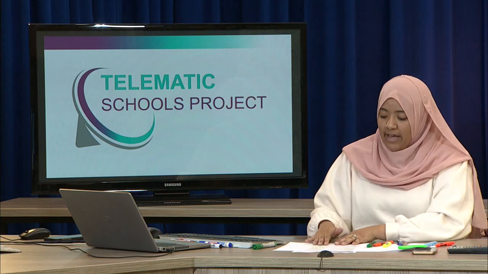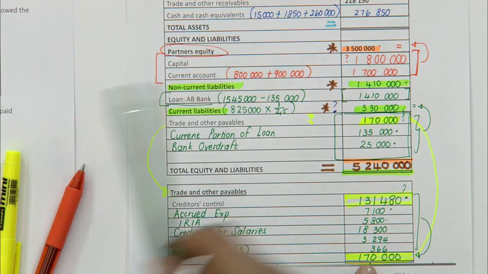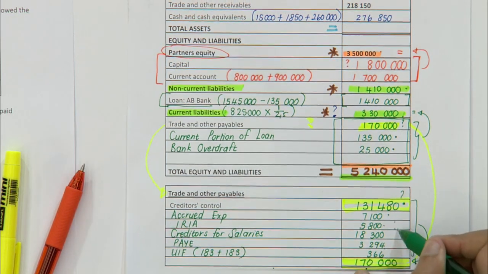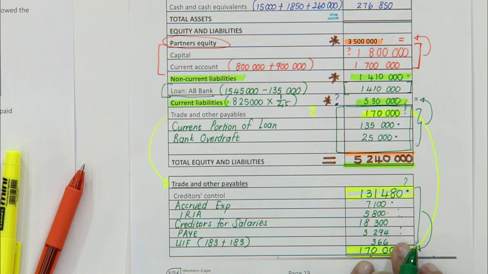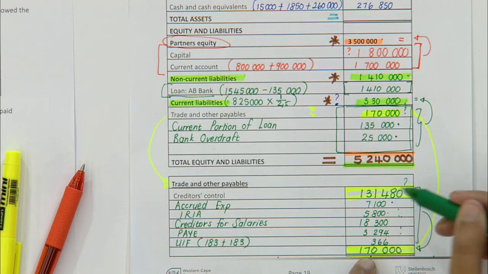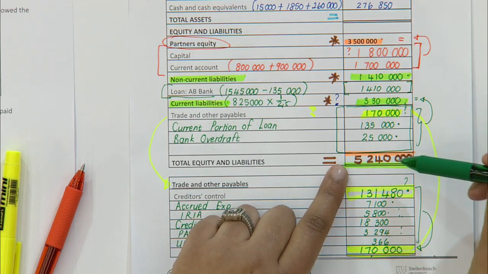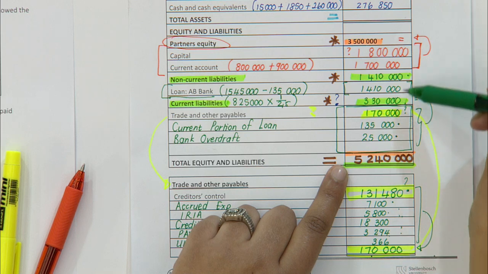So what we have so far is our trade and other payables note, which is complete. And a reminder again, always make sure you show your amounts or any type of calculations, because these are always method marks that we can earn later on. Then we have our total equity section, which is all completed over here.